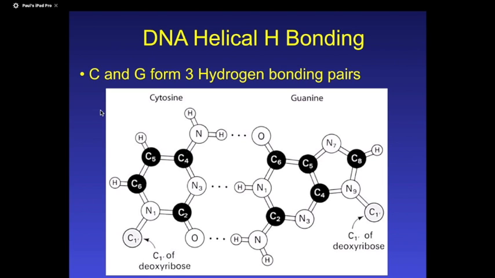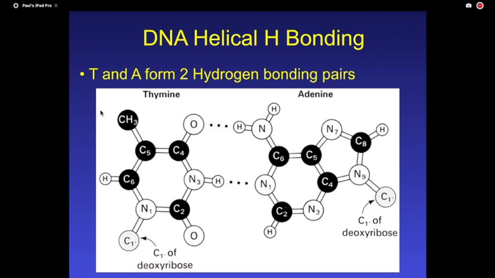So this is an important slide to actually know how the structures form those three. And so the structures of the guanine, cytosine, and how they form the three bond pairs. Very, very important. AT form 2 hydrogen bond pairs, and knowing how those structures create those bonding pairs.